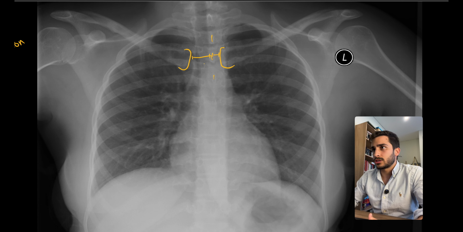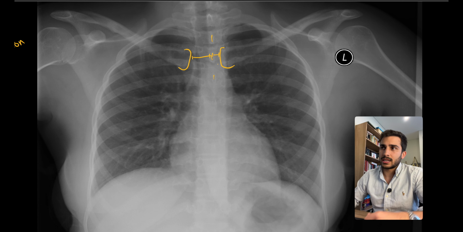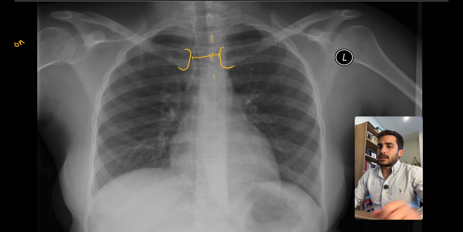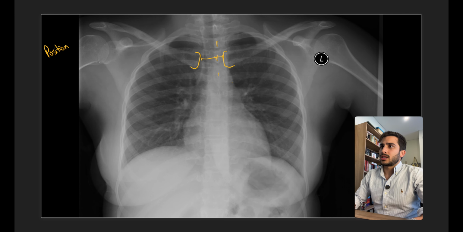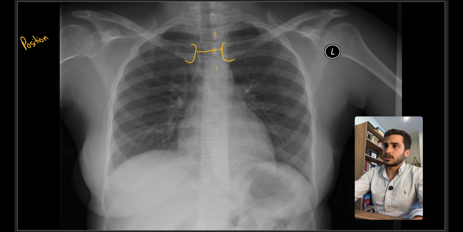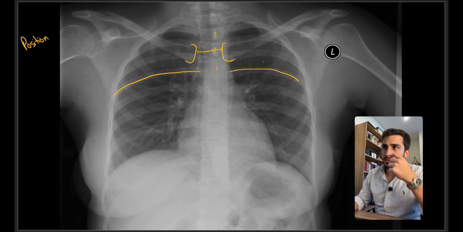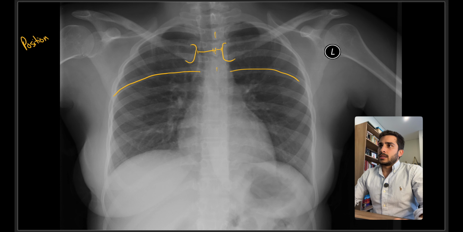So a slight rotation because the medial ends of the clavicles are not equidistant from the spinous process. If you look at it overall, there is a slight asymmetry in terms of the positioning of the ribs as well. This one seems a little bit more elongated compared to that side. That's another way that you can tell. Now, that's rotation. Is the patient tilted?